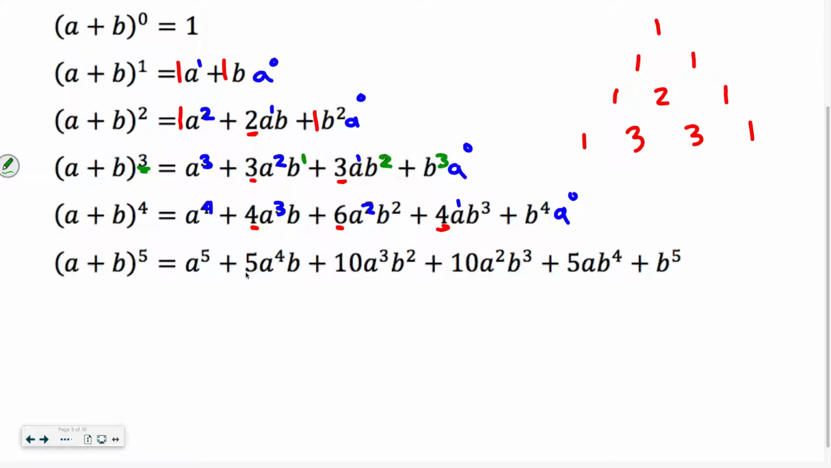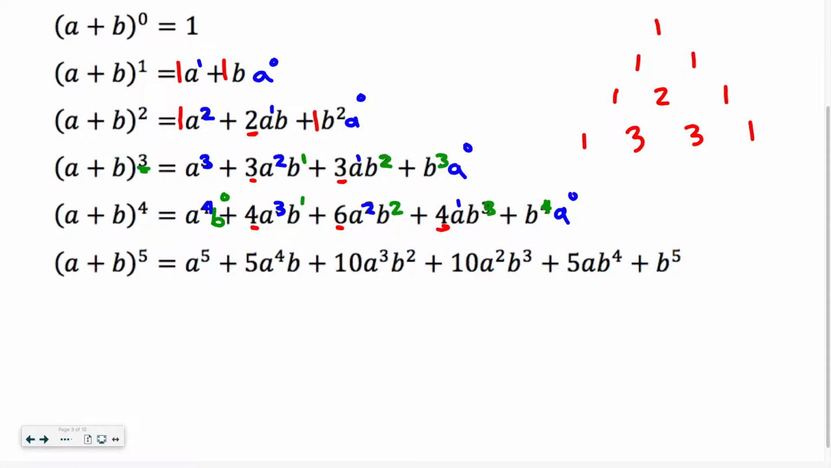What's the one we could piggyback off of Delaney's? Delaney told us about the blue ones, that the A's were going down. What's happening to the B's? They're going up. You don't see a B in the first one, right? So it must be B to the 0, and then it's B to the first, B squared, B cubed, B to the fourth. Okay? So basically we're going to use this pattern, and we have all the parts we need.